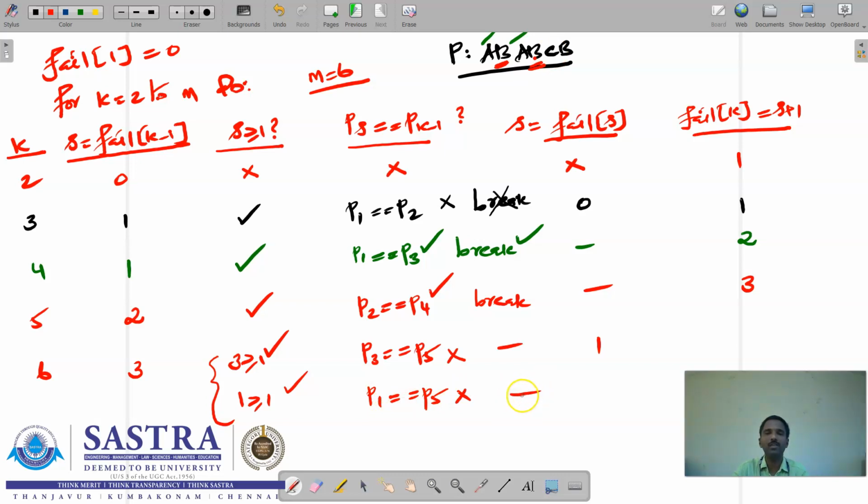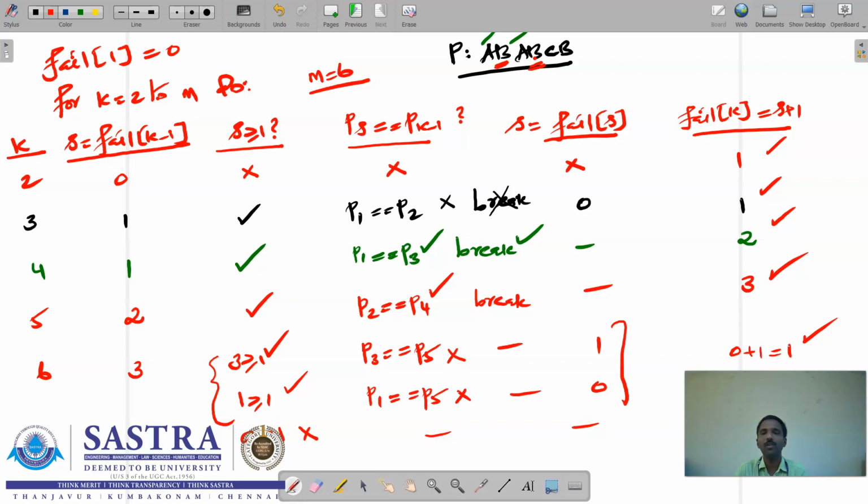S is equal to fail of S. Current S is 1. Fail of 1 is 0. Then 0 greater than or equal to 1? Condition false. So control comes out of the while loop. Then it executes fail of k is equal to s plus 1. Current s is 0. 0 plus 1, this is 1. These are the corresponding failure links generated by the KMP flowchart construction algorithm.